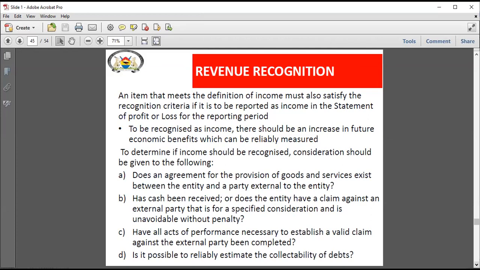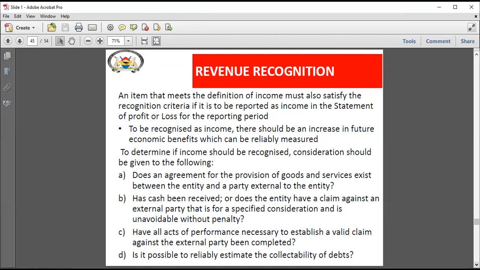So one of the considerations we are looking at is, does an agreement for provision of goods and services exist between the entity and a party external to the entity? Then, has cash been received, and does the entity have a claim against an external party for a specified consideration that is unavoidable without penalty? That is one other consideration. Either you've received the money or you have a claim against the other party. Then the other consideration to look at is, have all acts of performance necessary to establish a valid claim against the external party been completed?